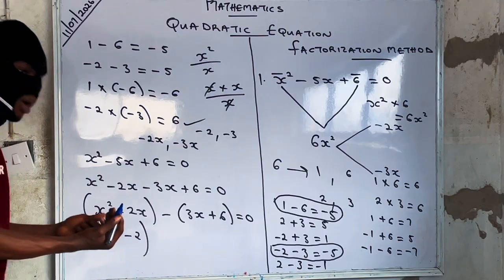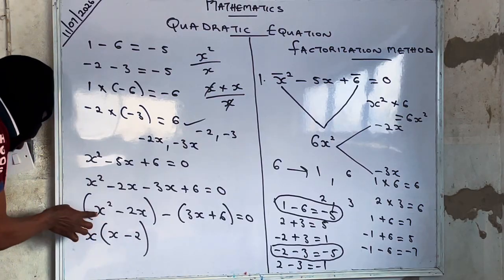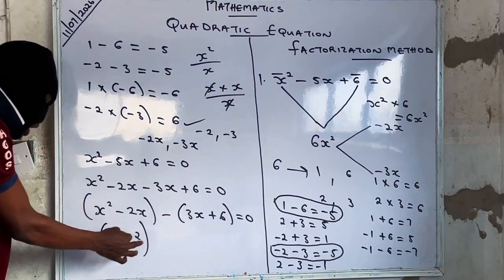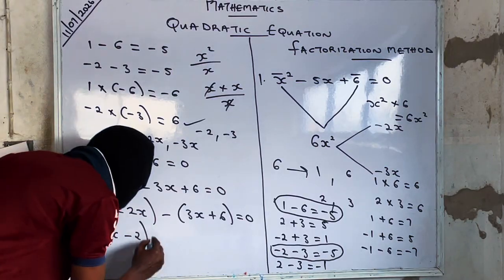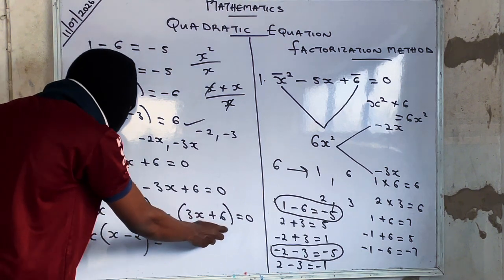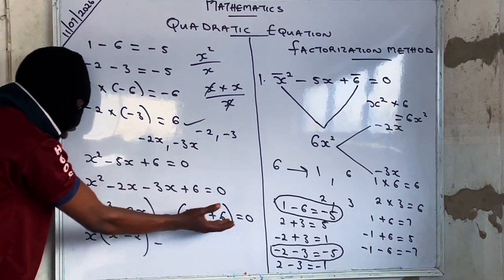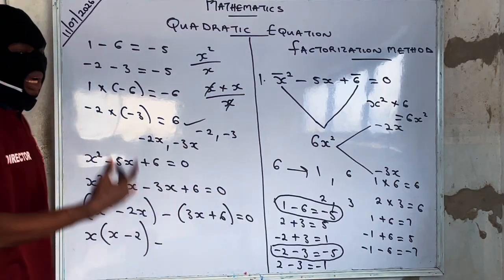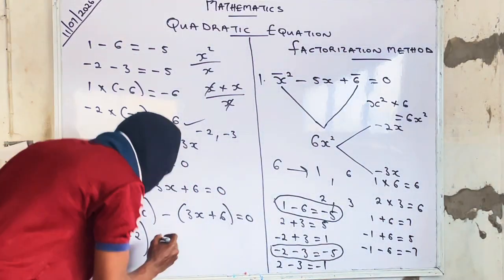Just like if you open your bracket, x times x will give you x squared, minus, then x times 2 will give you 2x. Very simple. Then add your minus. What is the factor between 3x and 6? You can see it is 3, because 3 can go in 3x and 3 can also go in 6. Then you have your 3.